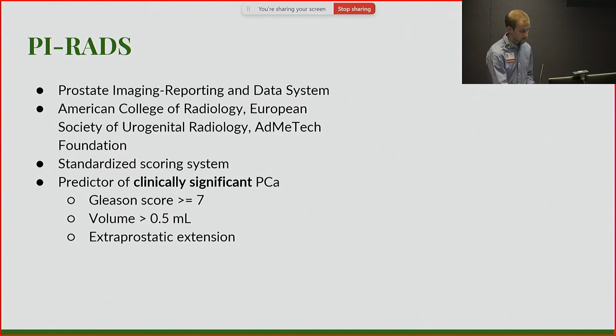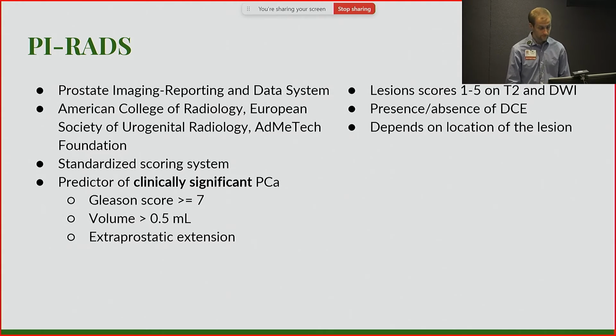the prostate. Lesions are scored on a 1 to 5 scale, 1 being the most normal, 5 being the most abnormal. That's based on the T2 and the DWI phases and the ADC a little bit, as well as some upstaging from the presence or absence of enhancement. And it does depend on the location of the lesion when we go through this.